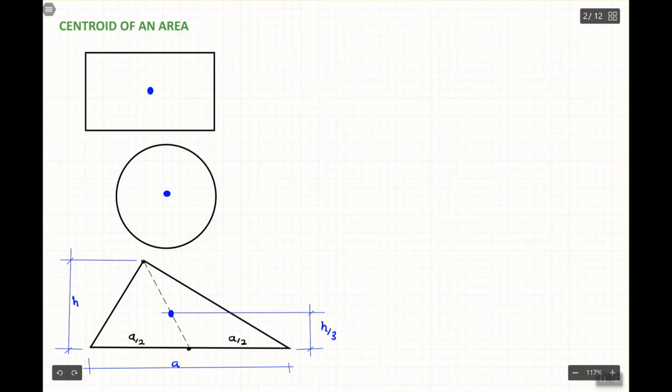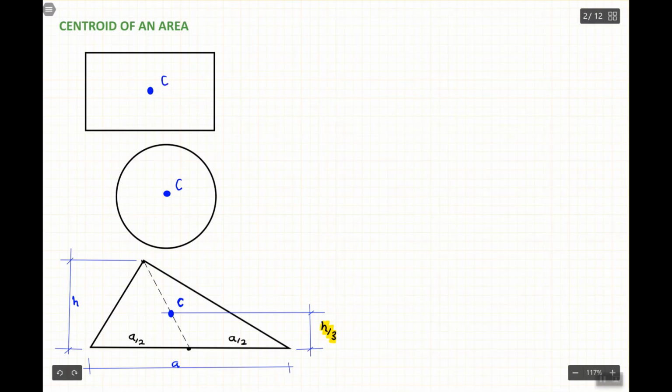So in other words, the centroid is the intersection of the median and a line which is parallel to this side, and if the height of this triangle is h, it's at h divided by 3. The proof is in your textbook, but you don't need to study it. If you want, the proof of this is in your textbook.